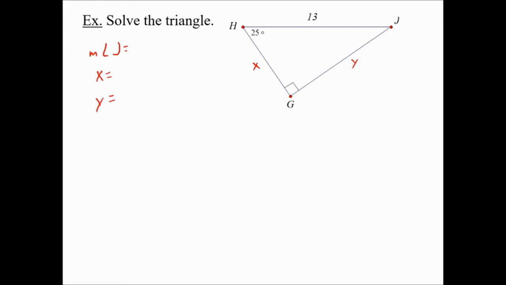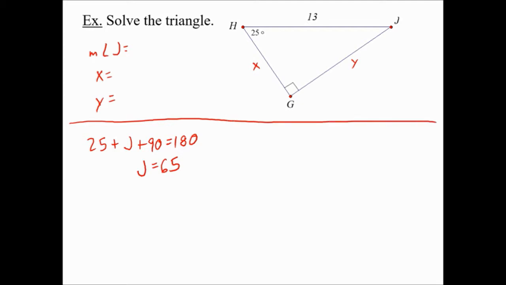So before we're done, we're going to have to find the 1 missing angle and the 2 missing sides. Well, let's start with the easy one. Notice that we know two of the angles, so we know that we can find the third angle by remembering that 25 plus j plus 90 is equal to 180. And so I end up getting that j is equal to 65. Okay, so there's 65.